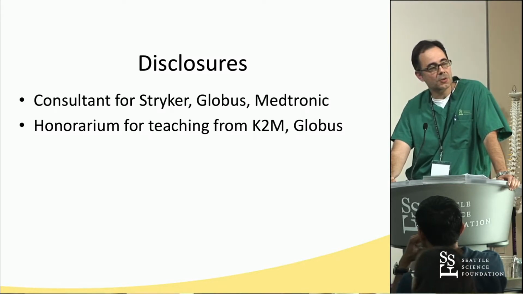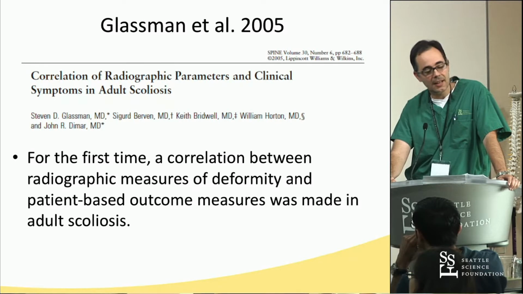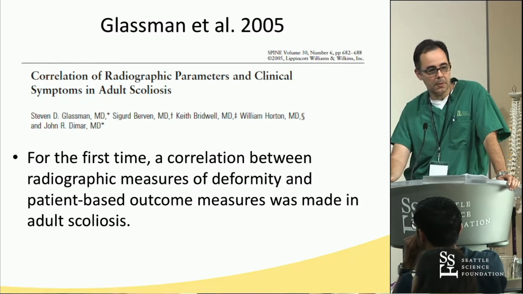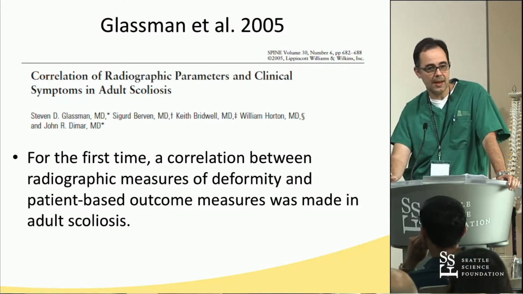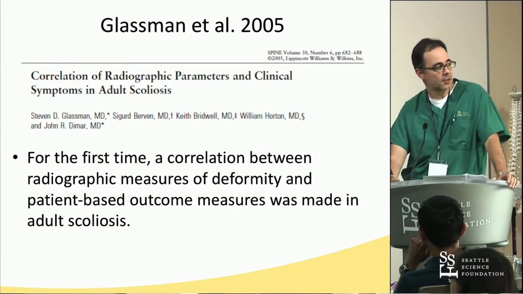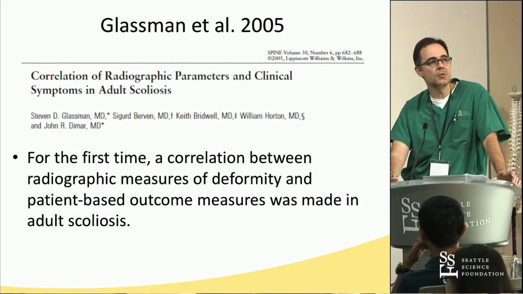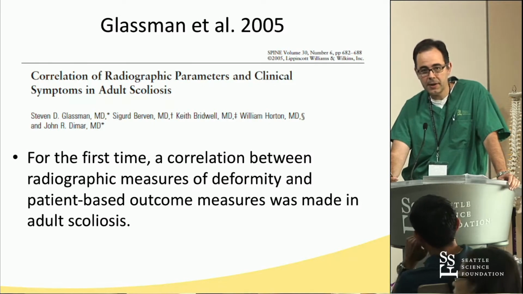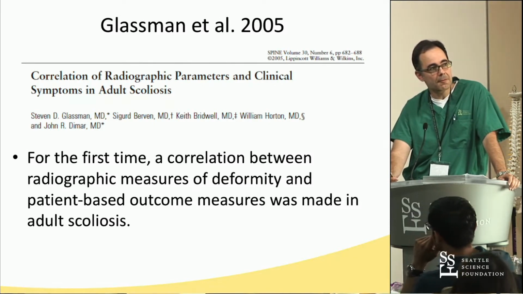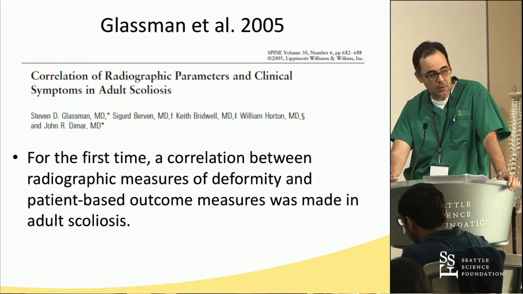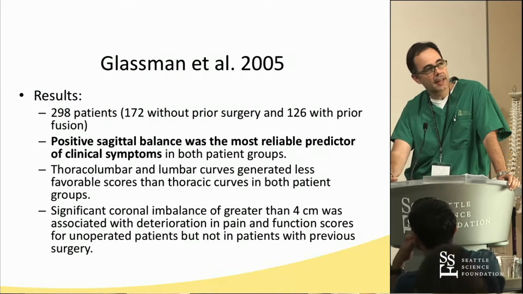So these are my disclosures, and just in talking about deformities, I wanted to remind us of the fact that this Glassman article from 2005 is what really established deformity corrections as a desirable thing to do in the sagittal plane, due to our ability for the first time to make a correlation between radiographic measures of deformity and patient-based outcome measures. So it's very important to read that article and acknowledge it.